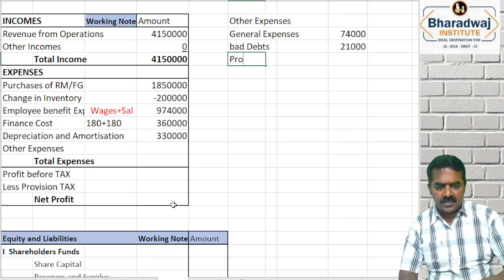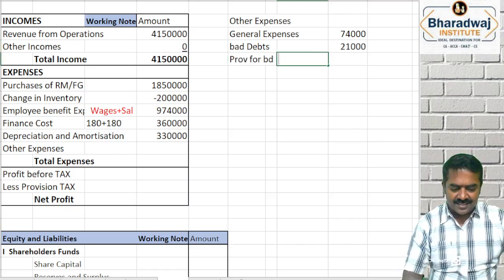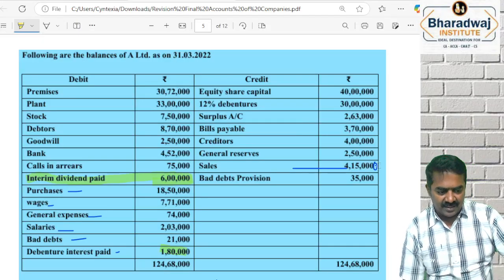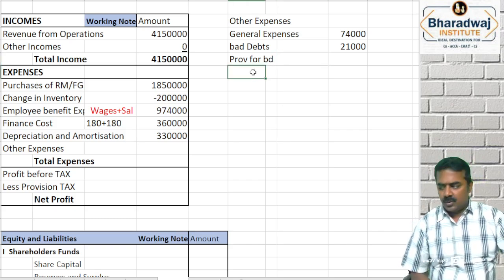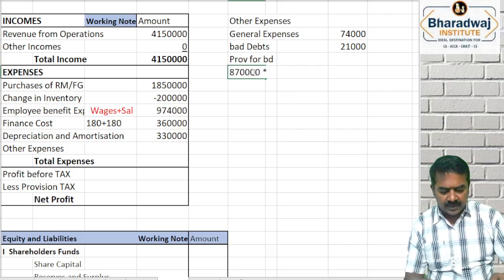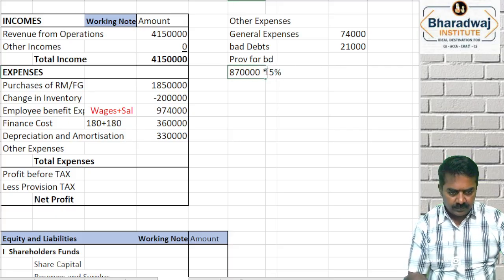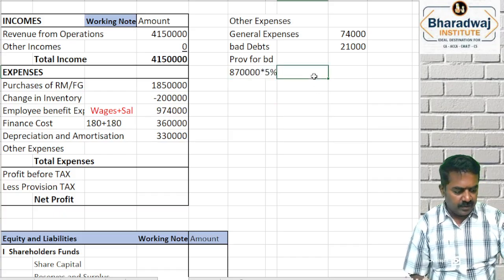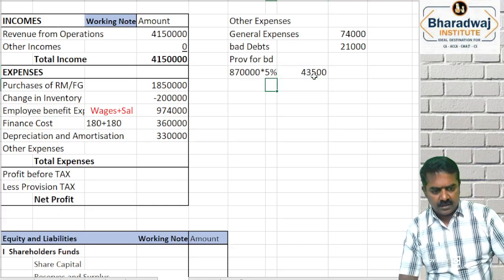Provision for bad debts. Sir, one doubt. Yes, ask. Typing error in the question; 41,50,000 is correct. Okay, provision for bad debts. What is required? On 8,70,000, how much percent? 5%. That is 43,500. Less opening balance 35,000.